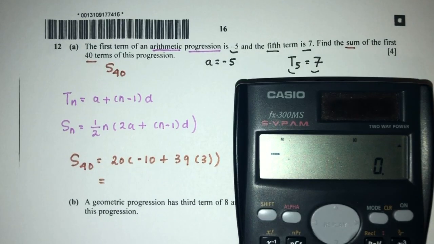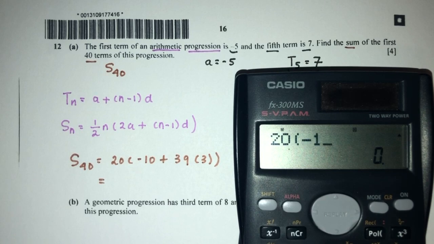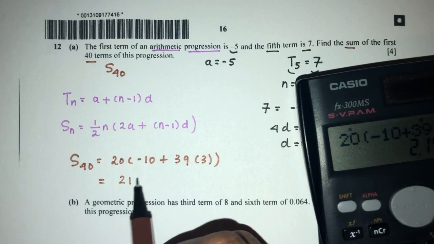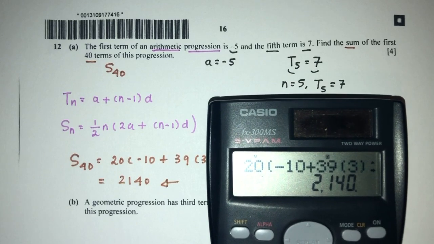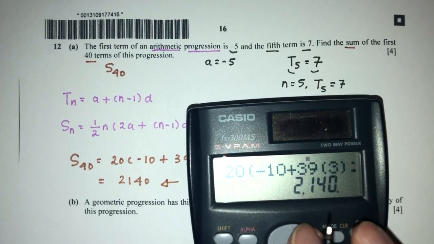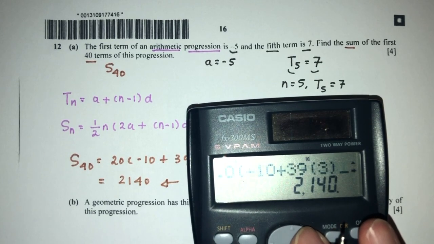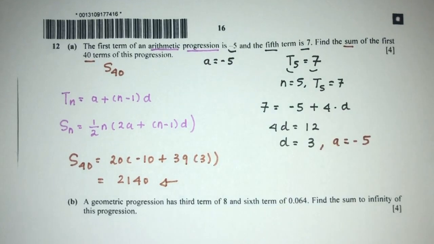Let's solve and see what happens. So 20 times minus 10 plus 39 times 3. That will be 2140 for the sum of the first 40 terms. That seems to be fine. So that is our question part A for your arithmetic progression. Now let's move on to part B.